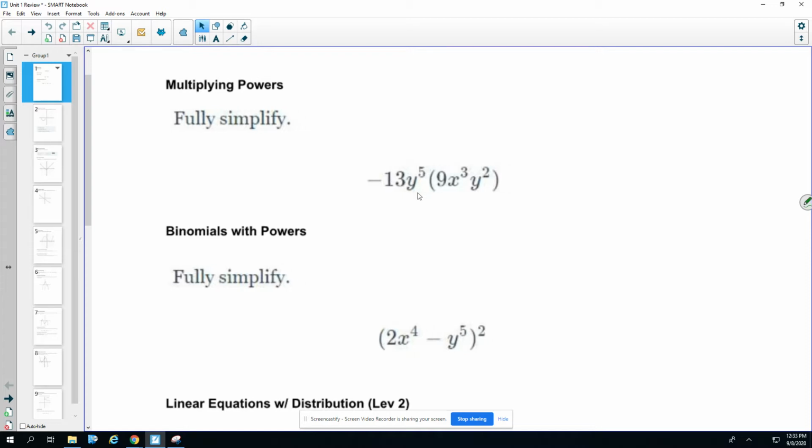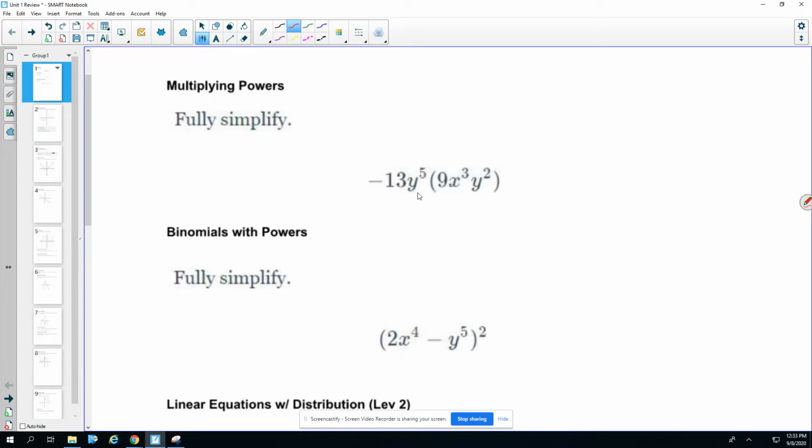So in this first problem, we would take the numbers in the front, the coefficients, and multiply them. That would give me negative 117. Then we have x cubed. We add the exponents for the y's, so that's y to the 7th. There is no distribution like this or anything, so don't be doing that, because there's no addition or subtraction in those two terms that are getting multiplied.